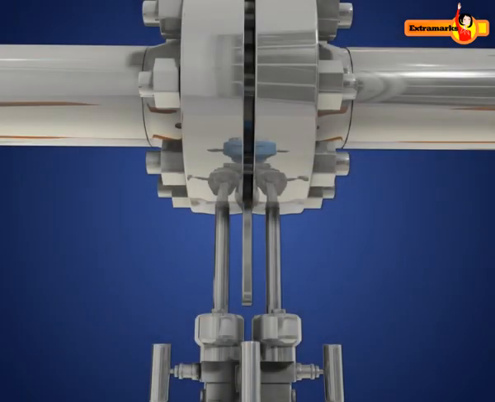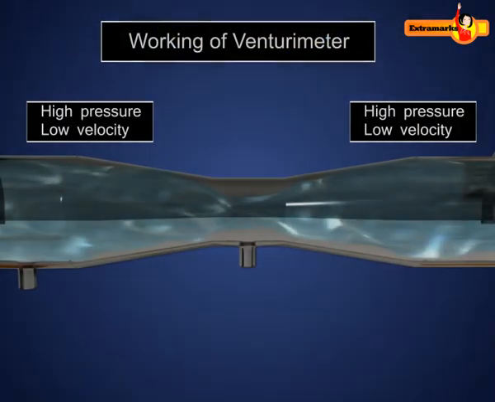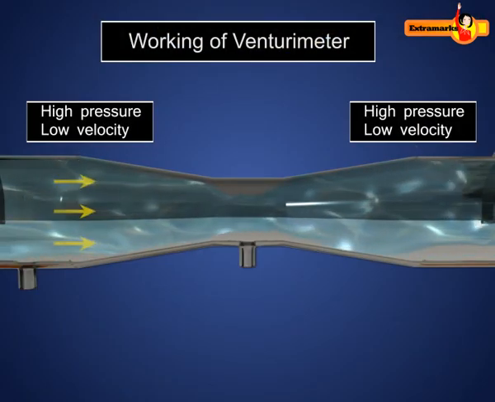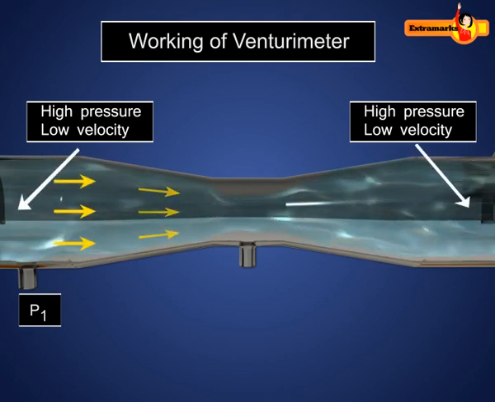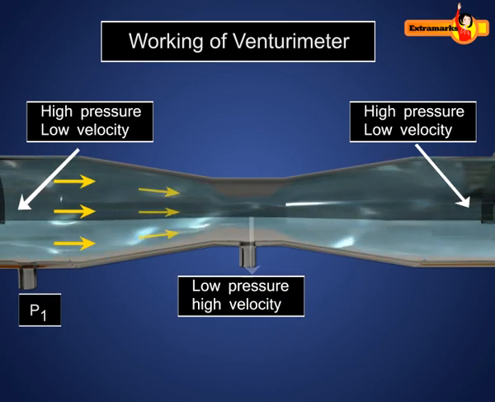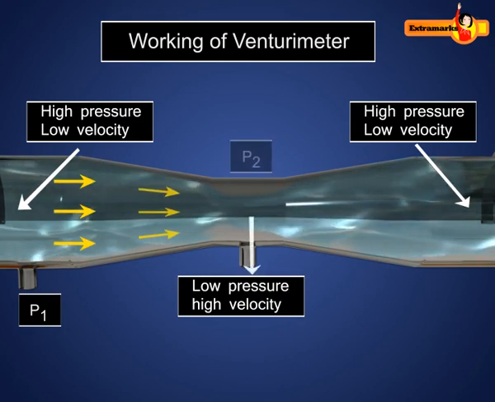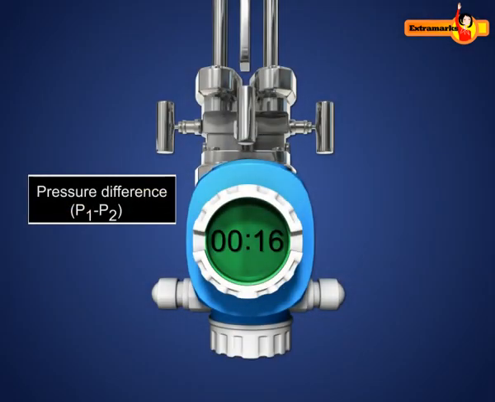At the entry and throat of the venturimeter, two openings are provided to attach a U-tube manometer. The fluid enters the entry section with a pressure P1. The fluid flows into the converging section and its pressure keeps on reducing and decreases to a minimum value P2 as it enters into the throat. The manometer records the pressure difference as P1 minus P2, which indicates the flow rate of the fluid.